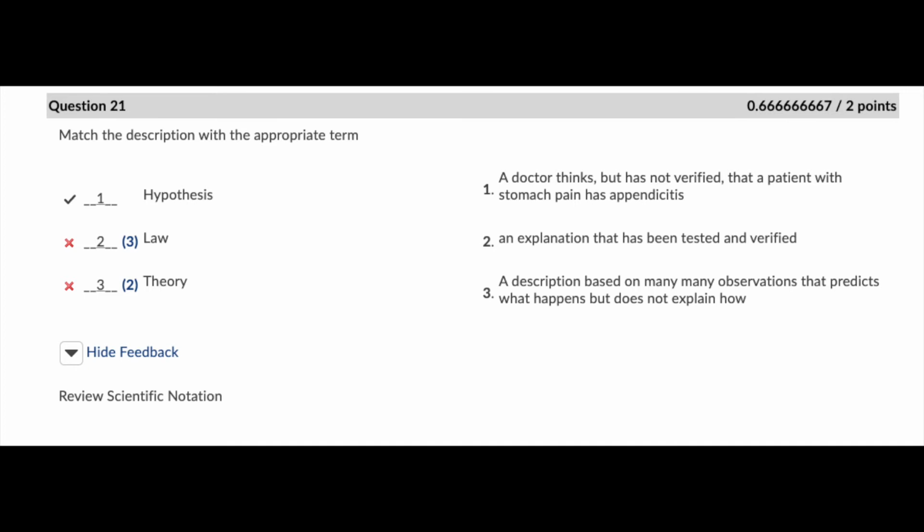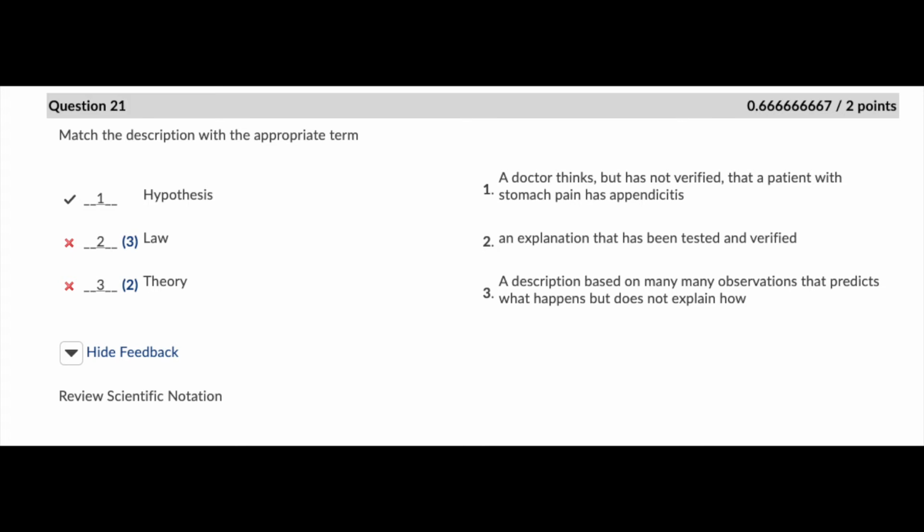And as far as laws go, you can tell that it matches with number 3 because it's an idea that always holds true and has never been proven wrong, and for that to be, it has to be based on many observations, as it says in number 3. And laws do not explain how something happens, so it's just this happens, rather than this is why. So that is why law should be 3 rather than 2.